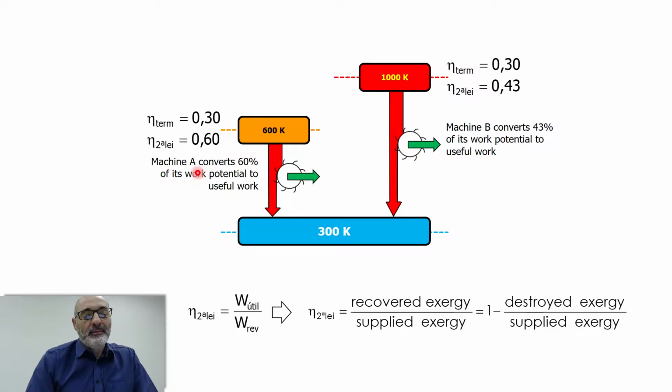The conclusion is that machine A converts 60% of its work potential to useful work, and machine B converts only 43% of its work potential to useful work. So another possible definition, and I would say even more useful for other applications than simply comparing two machines, is this one. The definition of a second law efficiency is the actual useful work divided by reversible work, or exergy.